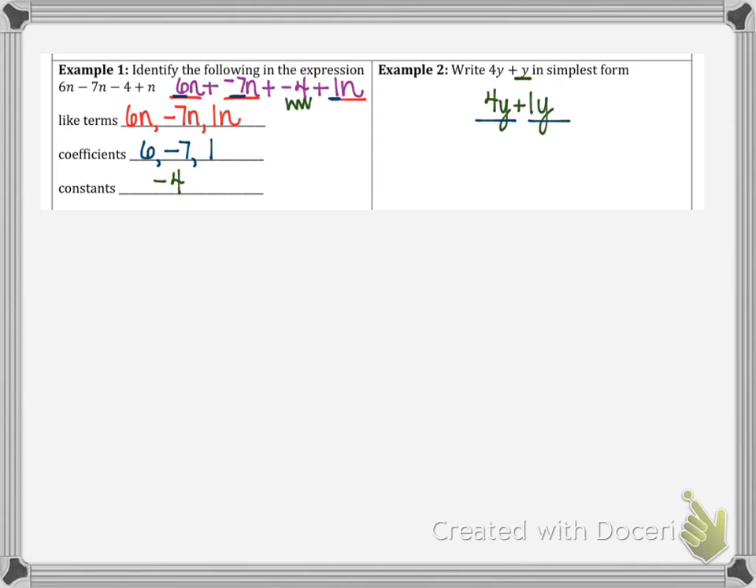Mathematicians just don't write exponents of 1s, they just leave it as the variable. The next thing we're going to do is we're going to combine. We've got 4 y's and 1 y, so we're really doing 4 plus 1, and whatever we get is being multiplied by y, or has a y kind of along for the ride here. So this gives me 5y.